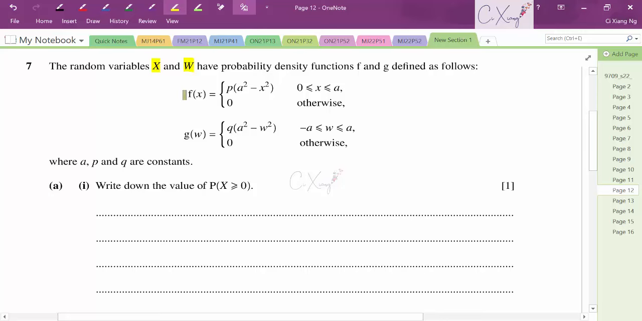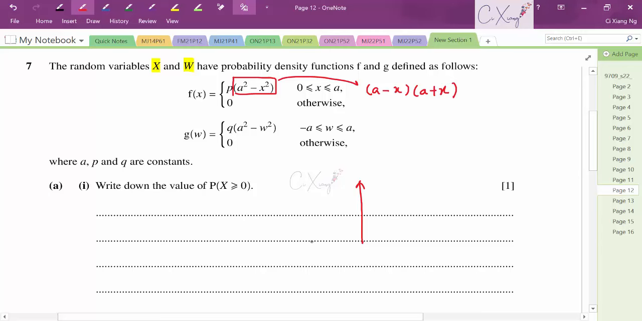As an example, if you look at the function f, it is for the variable x, right? The function is p multiplied by a squared minus x squared, and x is from 0 until a. For your information, when we have a squared minus x squared, we can rewrite it as a minus x and a plus x, where negative a and positive a are the x-intercepts if you wish to sketch the graph.